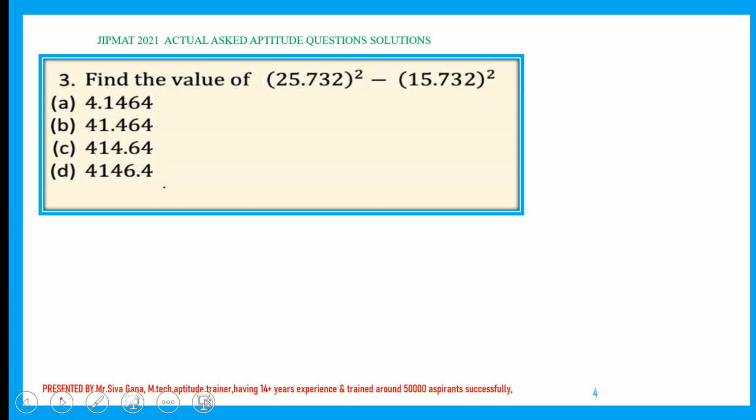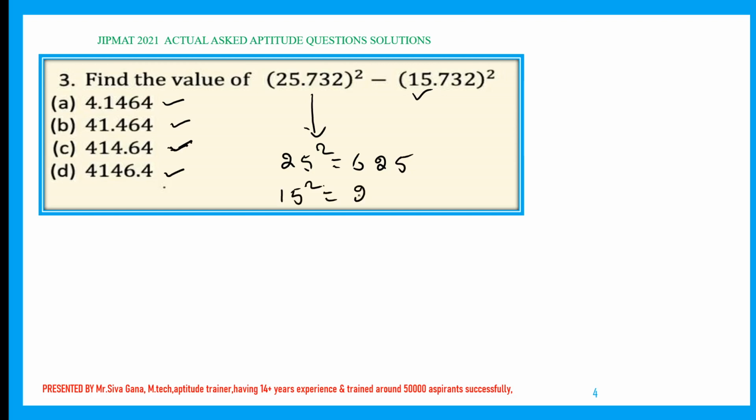Now find the value of this one, simplification, right? You need smart thinking. Just observe, it is 4 point, 41 point, 414 point, and this is 41464. So we can do the approximation because the answer options have a lot of difference between them. 25 square is how much? 625. 15 square is how much? 225. The difference we need is 400. So the answer is closer to 400, which is option C. That's it.